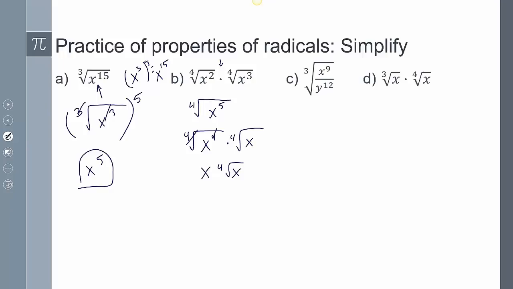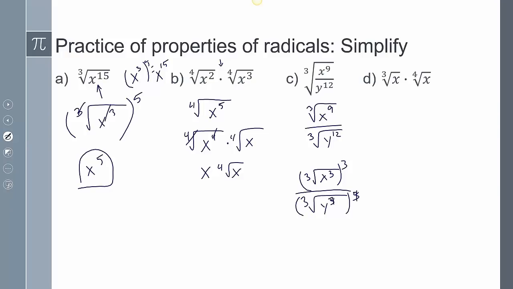For this one here, remember we can break them apart, so I can say that this is the cube root of x to the 9th over the cube root of y to the 12th. And so we can break these apart. I can say that this is the cube root of x to the third power, the cube root of y to the fourth to the third power. Sorry, y to the third to the fourth power. And so the cube roots cancel out, so you're left with x to the third over y to the fourth.